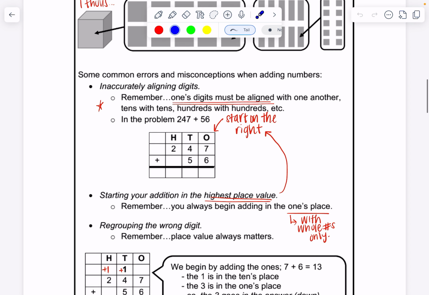This lesson also touches on some common errors and misconceptions. Very, very important, digits must be aligned. You cannot add a digit that's in the ones place with a digit that's in the tens place, or a digit that's in the hundreds place. You must add up your ones with your ones, your tens with your tens, hundreds with your hundreds, and your thousands with your thousands, right?